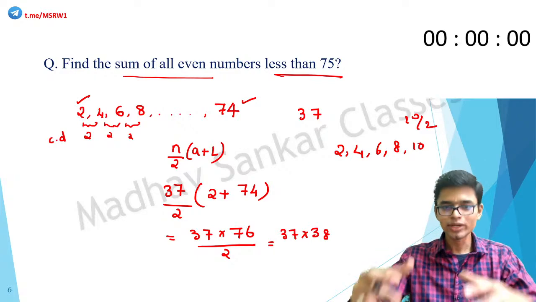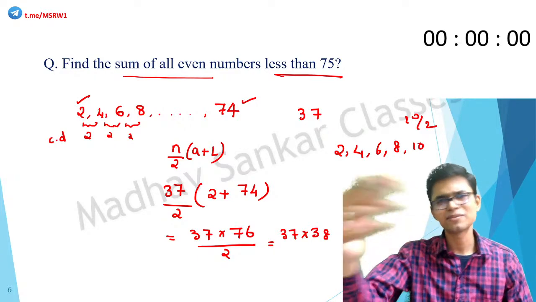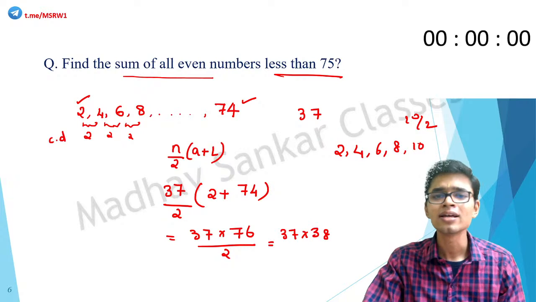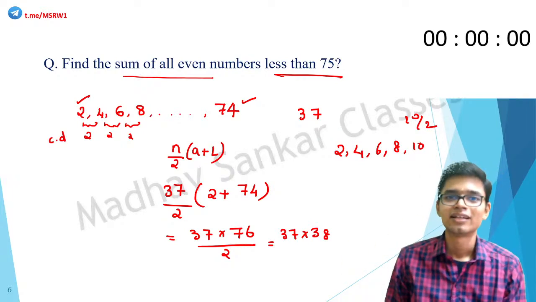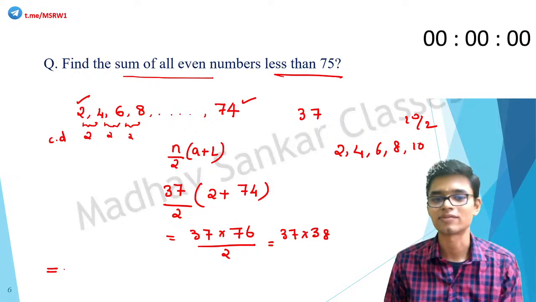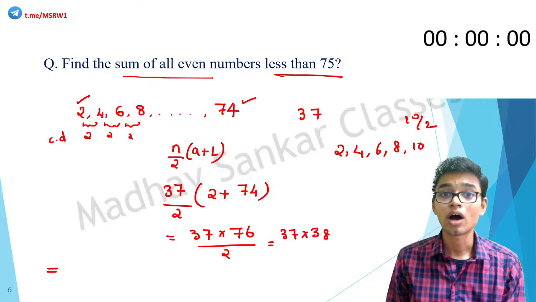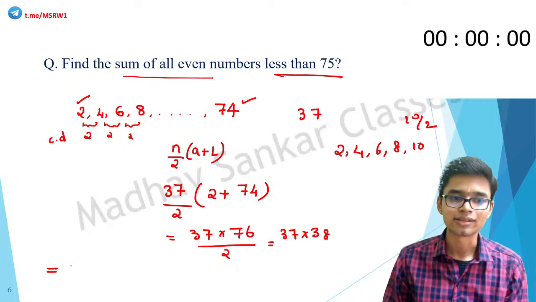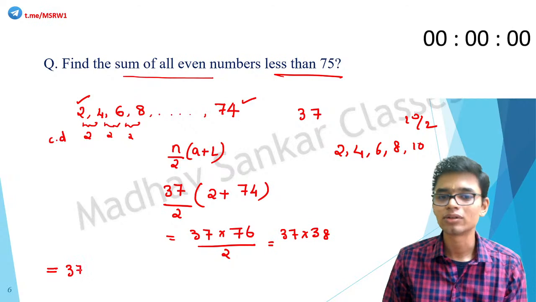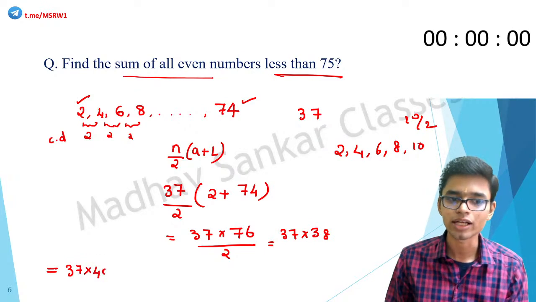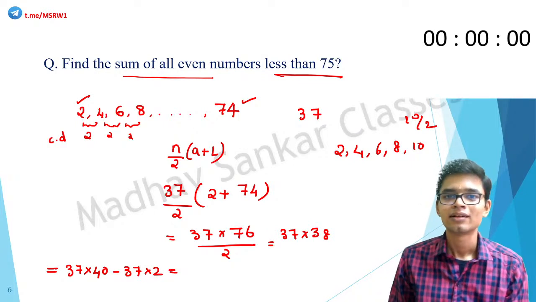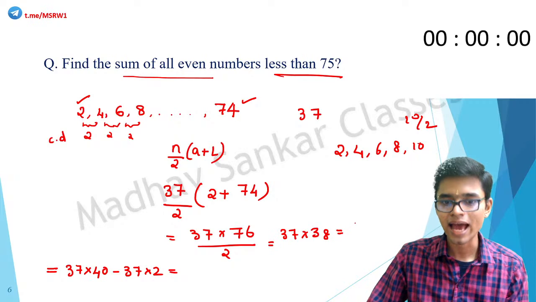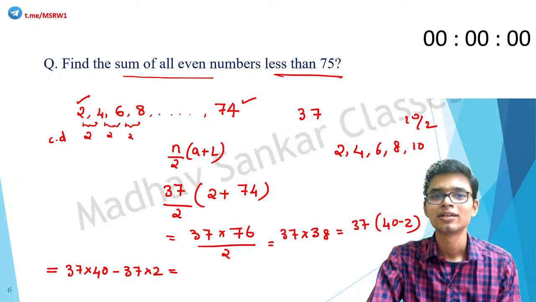Correct? So either you can do this 37 into 38, simple multiplication, not much difficult, but there is an easier way to do this. If you remember from the last class, I taught you some easier ways to do certain calculations. We did some questions like that. So how I will do this question is like this. Rather than multiplying 37 into 38, I would do 37 into 40 minus 37 into 2. This is easier for me. We can write 37 into 38 as 37 into 40 minus 2. 38 is 40 minus 2, right?